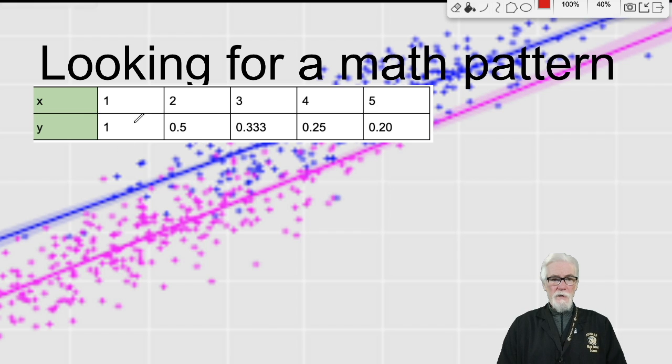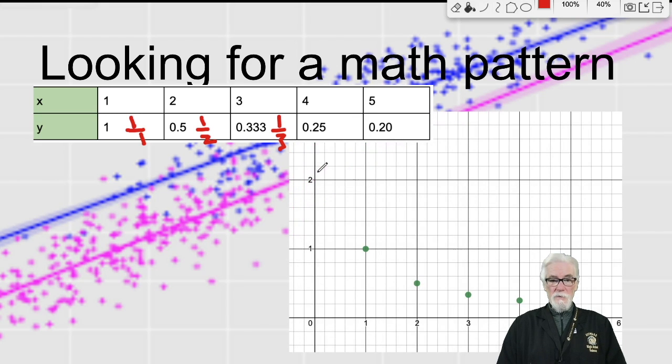What you may have noticed is that all of the y values are 1 over the x values. 1 over 1 is 1. 1 over 2 is 1/2. 1 over 3 is 1/3, which 0.333 is approximately 1/3, and so on. So that's the pattern. When we plot this, we get that characteristic shape, that kind of downward swoop. And so that gives you some indication that maybe that's the pattern that's going on here.